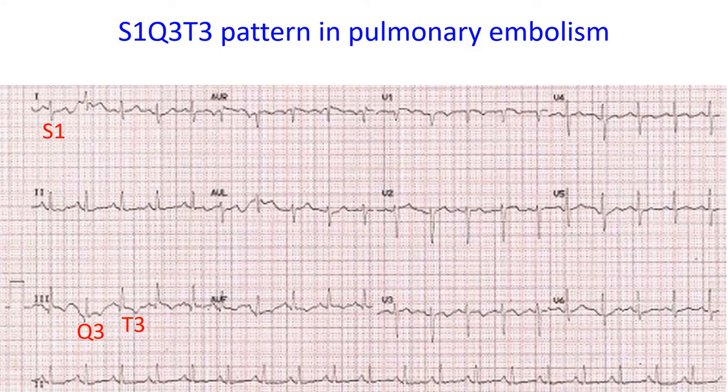Typical ECG pattern in pulmonary embolism is called S1Q3T3 pattern. This means that there is an S wave in lead 1, Q wave in lead 3 and T inversion in lead 3. Though this is the classical description, several other patterns are also possible in pulmonary embolism.